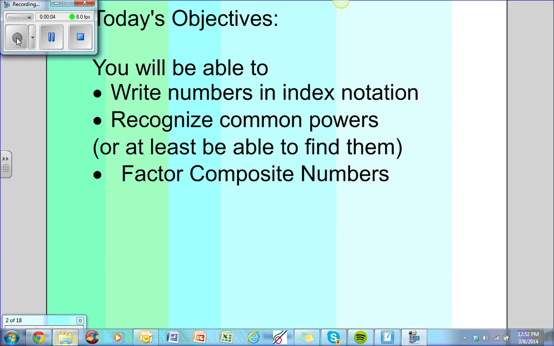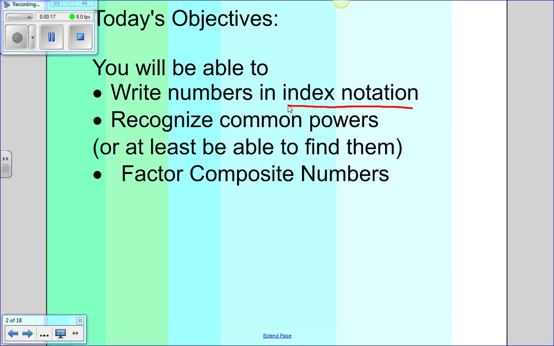In this unit, we are studying indices and scientific notation. Today's objective is that you will be able to write numbers in index notation, that you will recognize common powers, and you will be able to factor composite numbers using factor trees.